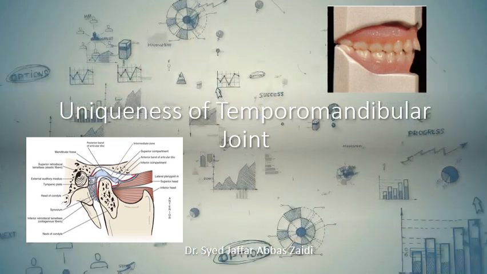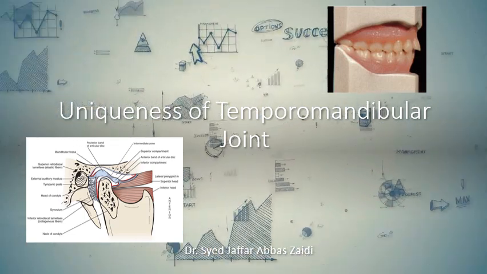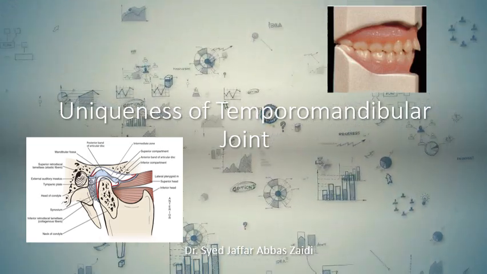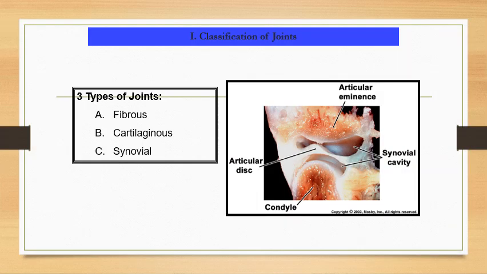Today we'll be looking at the uniqueness of the temporomandibular joint as compared to other joints in our body. So let's look at the different joints that we have in our body. All of them can be classified into three types: fibrous joints, cartilaginous joints, and synovial joints.